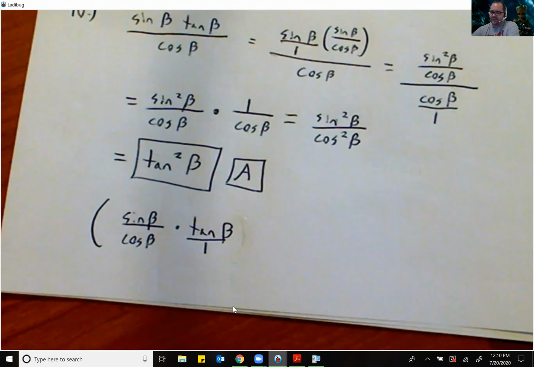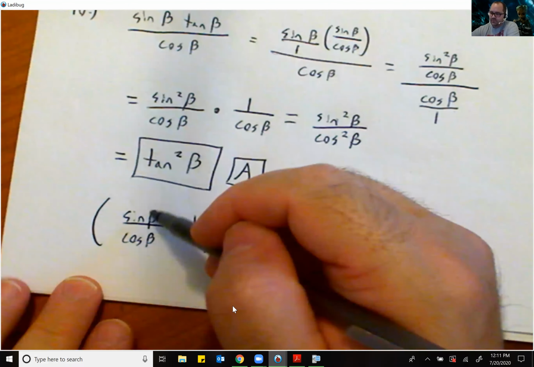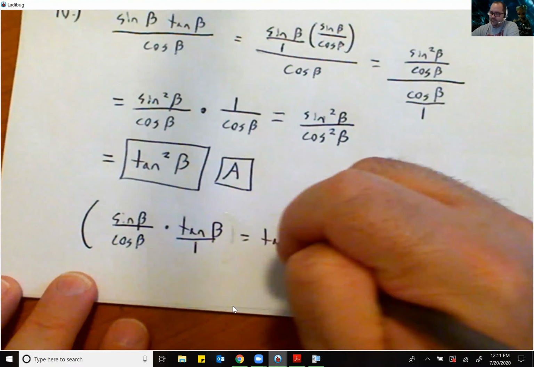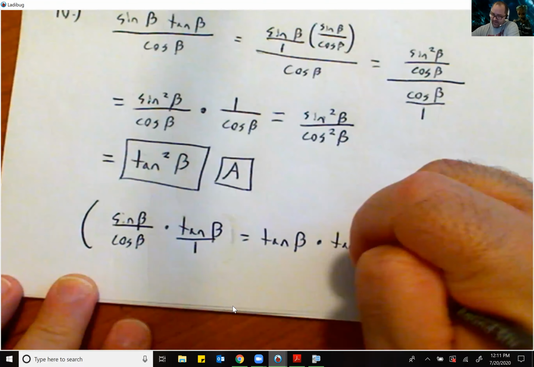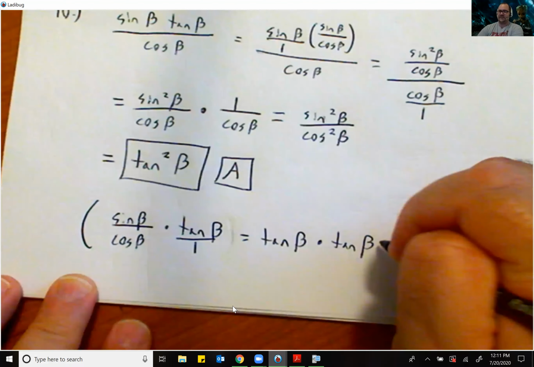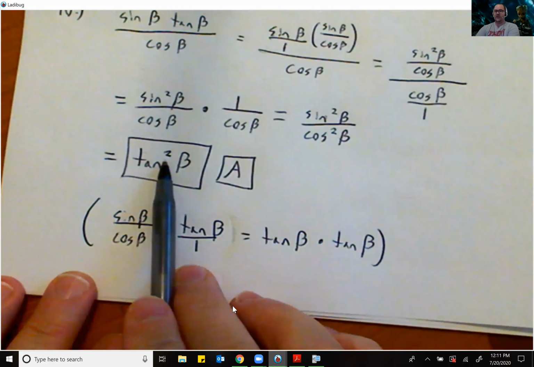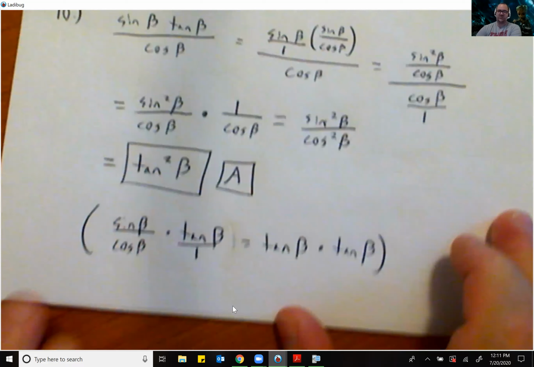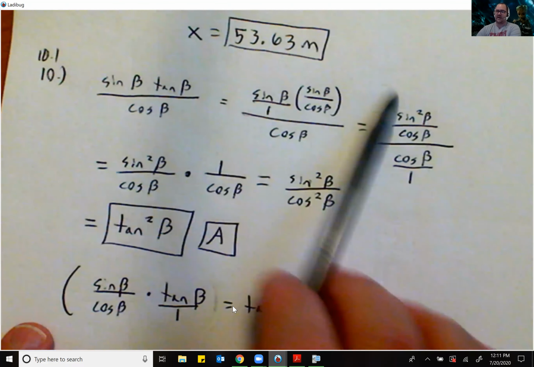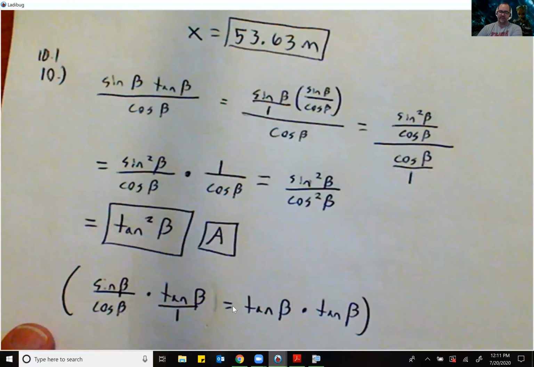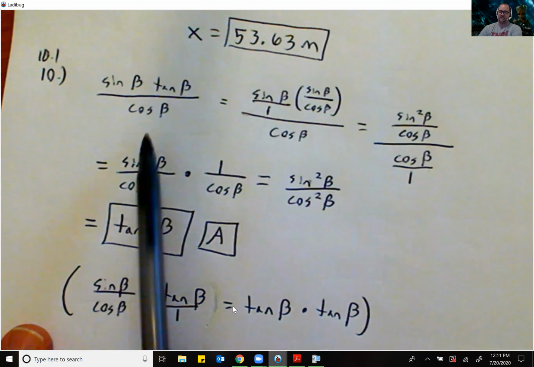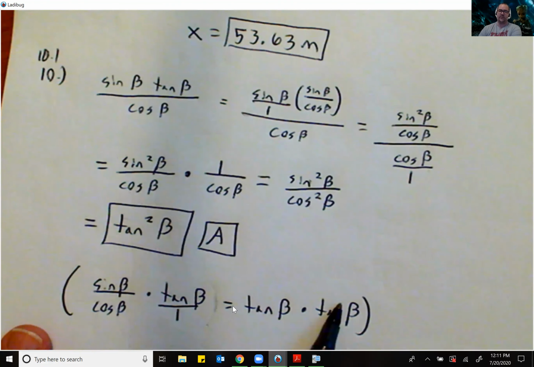So we know this guy turns into tangent beta times, this guy is already tangent beta. And from there, that takes you right back to this guy. So again, lots of ways to go about this. Most people like to change everything to sines and cosines, and this is how it all works out. But you could also go the other way using trig identities that help you. I turn the sine and the cosine here into tangent. And tangent times tangent is tangent squared. Lots of ways to do it.